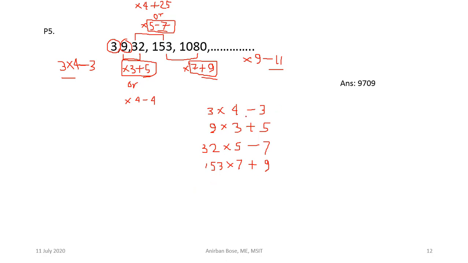So here if you see, the thing which is subtracting from the number, that term is basically multiplying. The term which is added or subtracted is multiplied in the next term. Okay, so this is the pattern. So in this way the first term is also matching. So if you do this calculation, 1080 multiplied by 9 minus 11, you will get 9709. So that will be the answer.